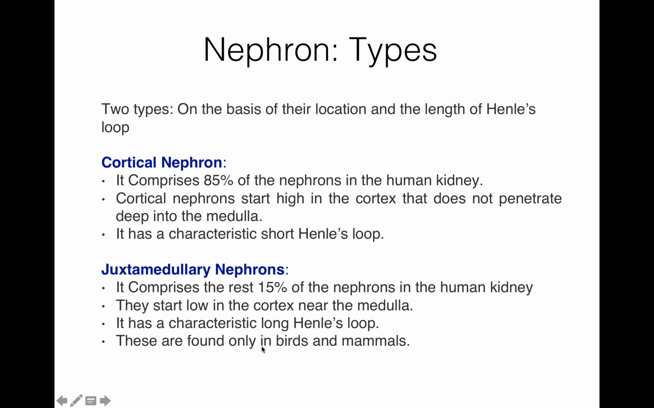Then second is juxtamedullary nephron. They comprise the remaining 15% of the nephrons in the human body. They are present at the junction of cortex and medulla of the kidney. Means they start low in the cortex near the medulla. They have a characteristic long Henle's loop. These nephrons under water scarce conditions help to increase water retention. They are found only in birds and mammals.